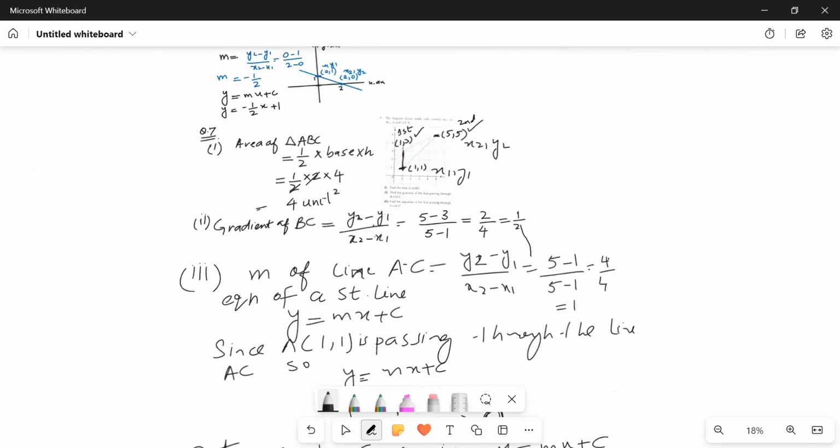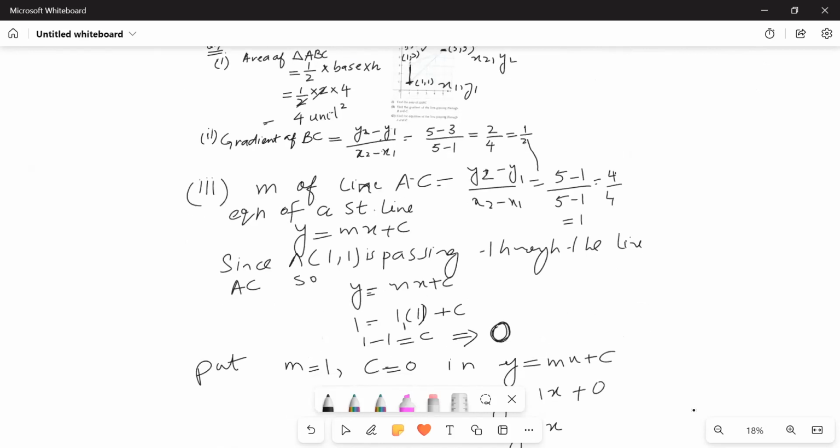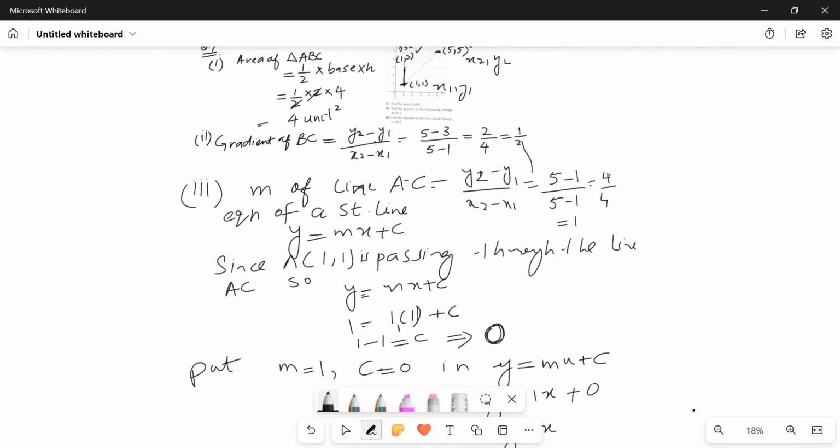Yes, got it. It means if the line doesn't cut the y-axis, then we have to find the intercept by putting at least one point in the equation of the line. So we can easily get the c value and m value from the two points, and then put these m and c values in the equation of the line. So we can get the equation of the line.